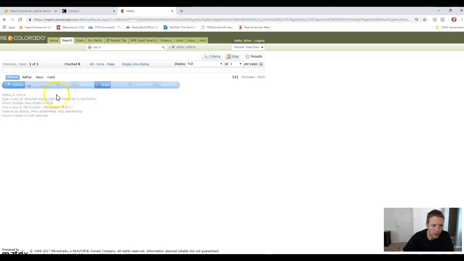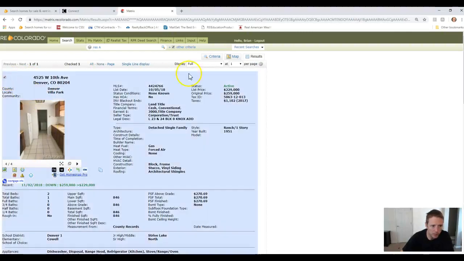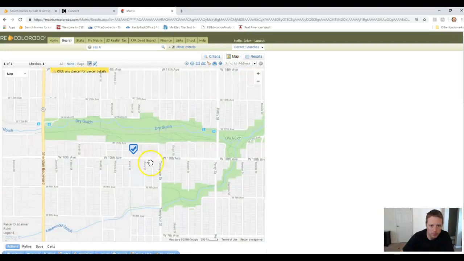I'm going to take a look at this guy. I'm going to move a little faster here. So, yeah, pretty piece of crap property that we're after. You're going to select it, hit map.